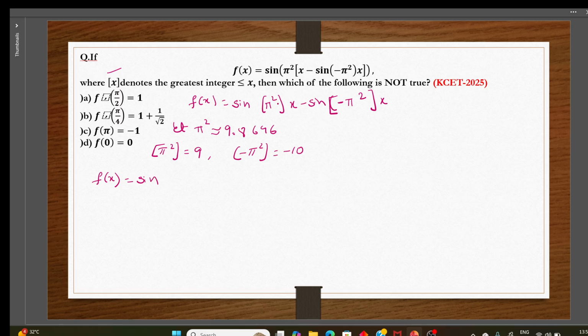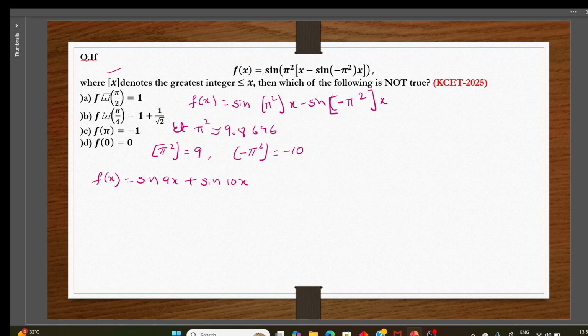f of x is equal to sine of 9 times x, since pi square value is 9, so 9x. Plus sine of minus 10 times x, since pi square value is minus 10. Minus into minus becomes plus 10x. Okay, so this is the given function.